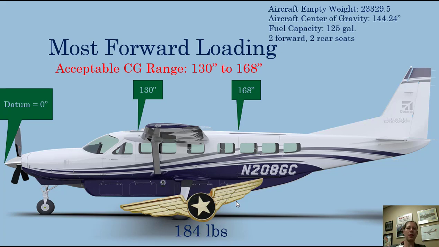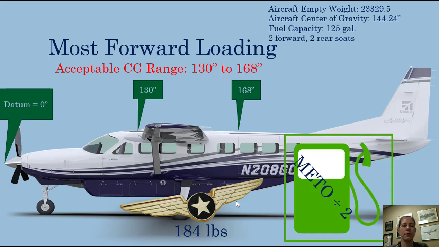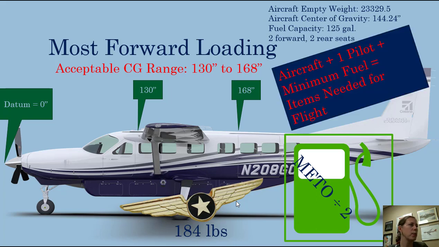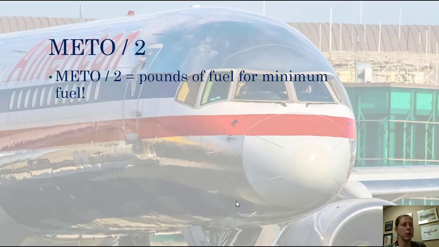The other thing that we have to have on board the aircraft for flight is what's called minimum fuel. And it's an extremely easy formula to calculate the minimum fuel weight. I've shown it up there. It is called METO divided by 2. That's our formula for the minimum amount of fuel weight that we have to have on the aircraft for these adverse loading calculations, these theoretical loading calculations. So we need an aircraft, 1 pilot, and our minimum fuel. That constitutes the items needed to fly this aircraft. How do we do that METO divided by 2 though? Let's look at that in a little more detail.